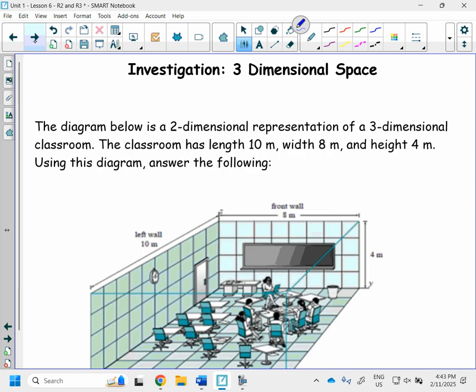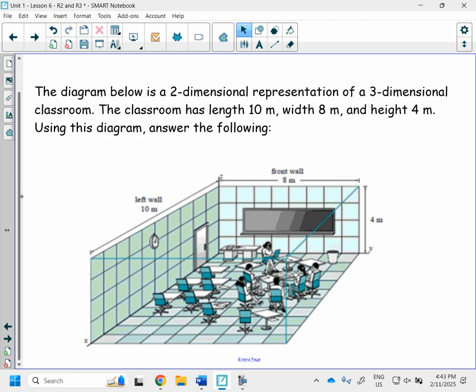R3 is what we're going to discover today. Our big idea is to investigate three-dimensional space. There is a handout that goes with this. I put it up on Edsby, so you can take a look if you need to. I'm going to do the handout with you in this video so you can understand how this works. Basically, it's the idea of our classroom, where the front corner of our room is our starting point. We're going to have a front wall, a left wall, and a floor in this diagram.